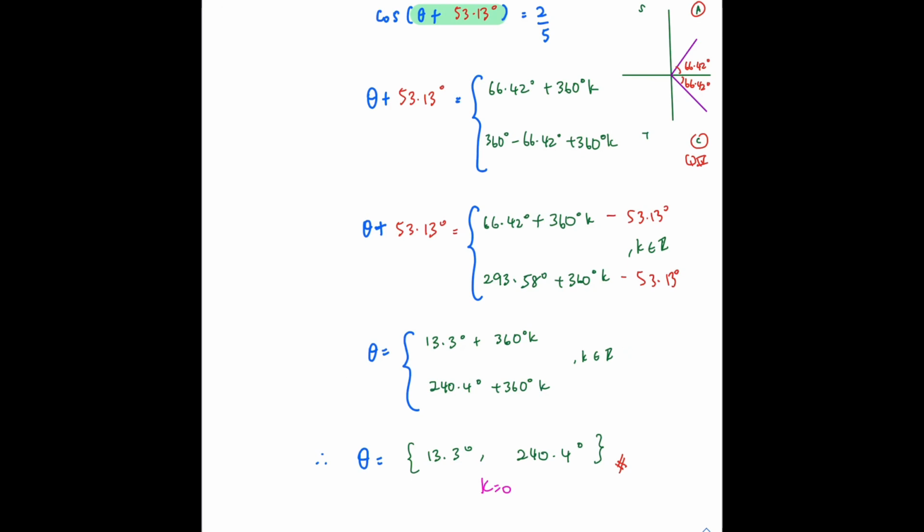Now let's find the final answer. You want the answer in one cycle. So now let's put K as equal to 0. So your answer is just 13.3 degrees. And another one when K is equal to 0 is 240.4 degrees. So this is your answer for this question.